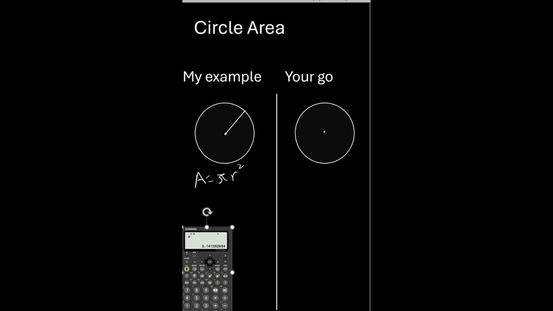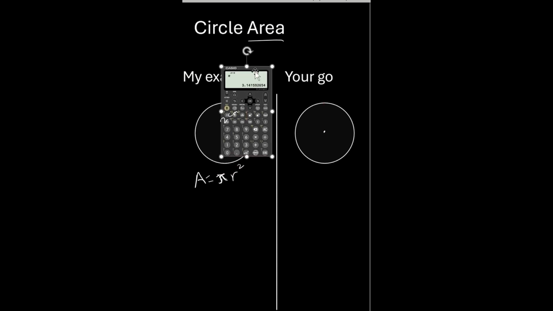Okay, so we're still talking about circles, and this time we're talking about circle area. So the rule for the circle area is simple: A equals pi r squared. So if we have a circle here and its radius, say, is 2 centimeters, how to get the area of it? We explained how to get pi on the calculator.